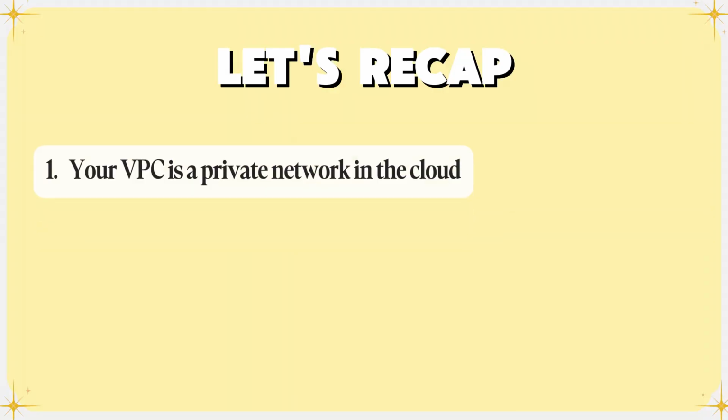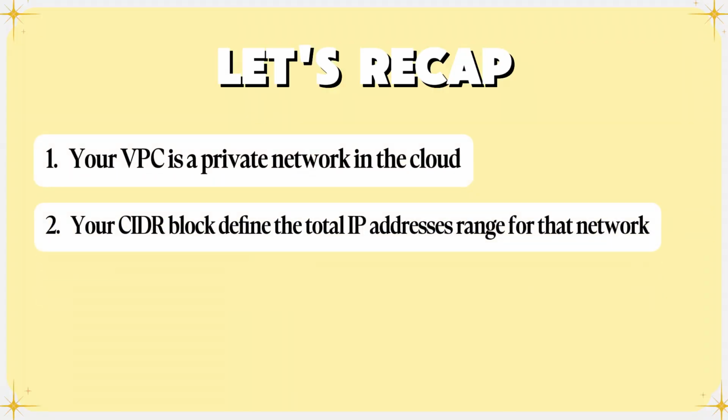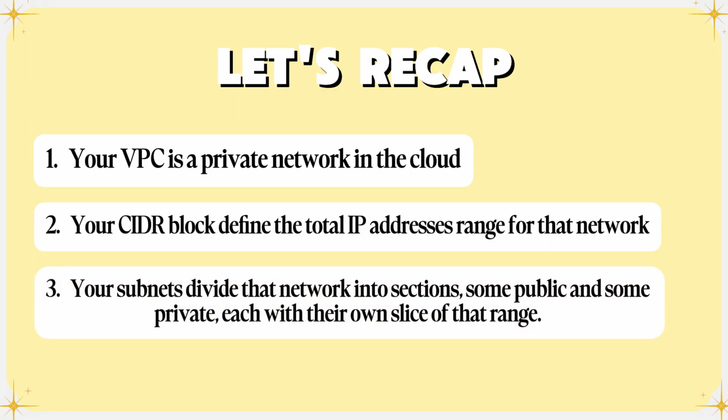So let's recap. Your VPC is a private network in the cloud. Your CIDR block defines the total IP address range for that network. And your subnets divide that network into sections, some public and some private, each with their own slice of that range.